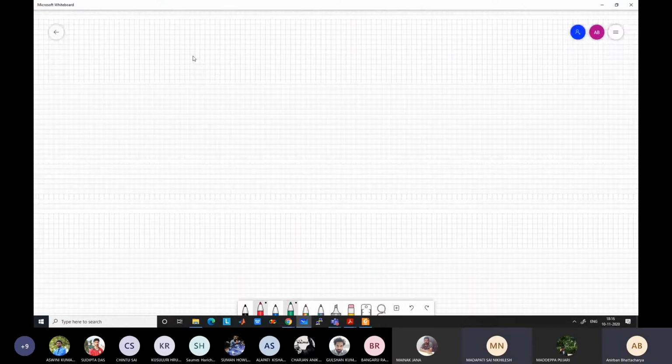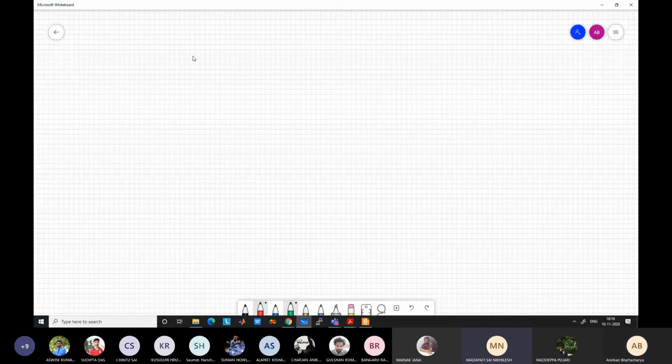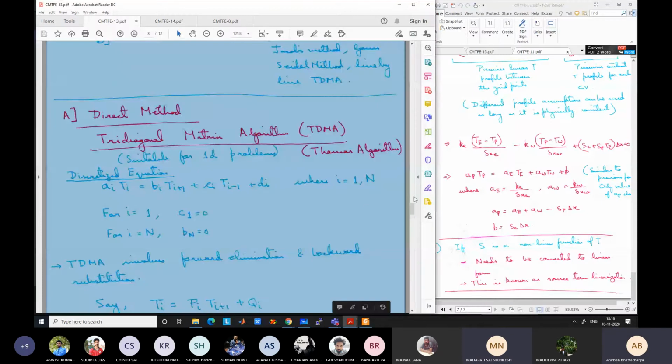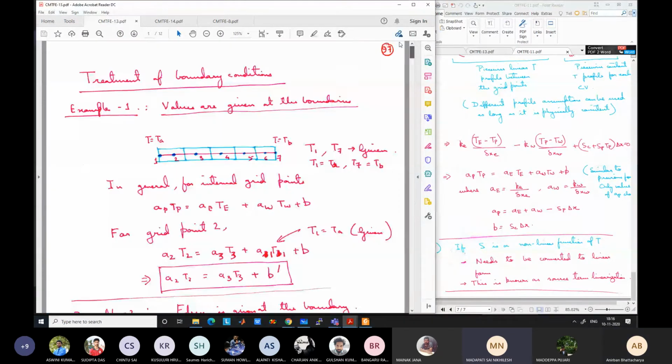assume that this is the domain. So 1D grid is present in 13 on the first page. It is there in 13. Yes, sir, in 13. Okay, good. Thank you. This is better.